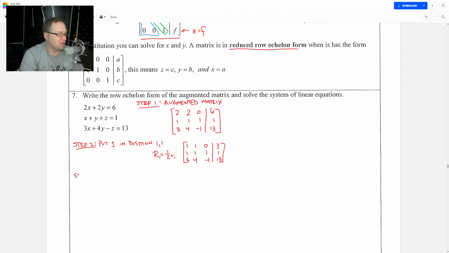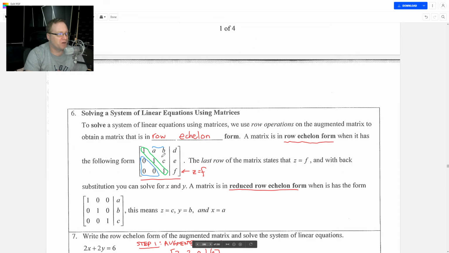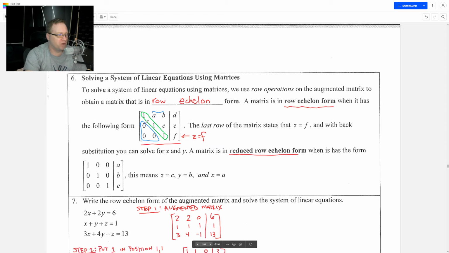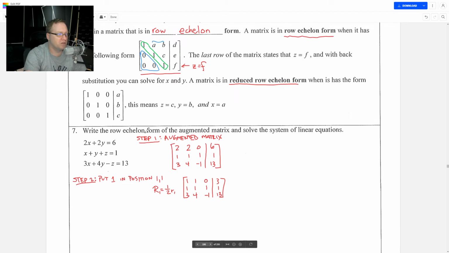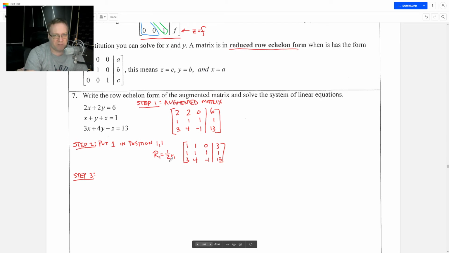Now, step 3 is a little bit more challenging, but it's not too bad. All right. So what is step 3 going to be? All right, step 3 is that, remember, this is row echelon form, all right? We have a 1 here, but we need to have zeros below it. So our next step is going to be we want to put zeros below position 1, 1, all right?